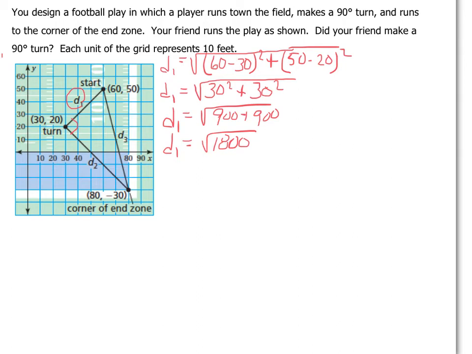I'm then going to move on to the distance down here. So we're going to call this one D2. So D2, I'm going to, again, use a big radical sign here, so I have some room.